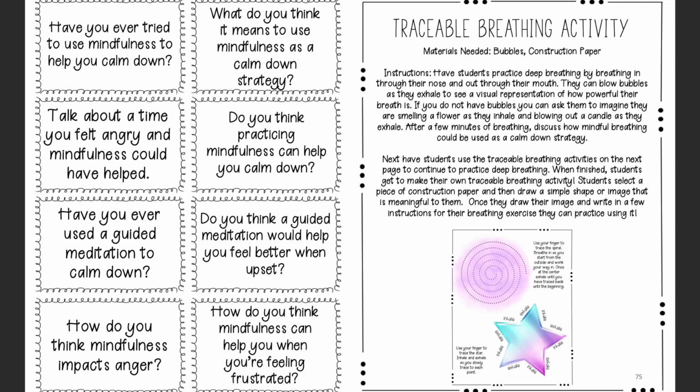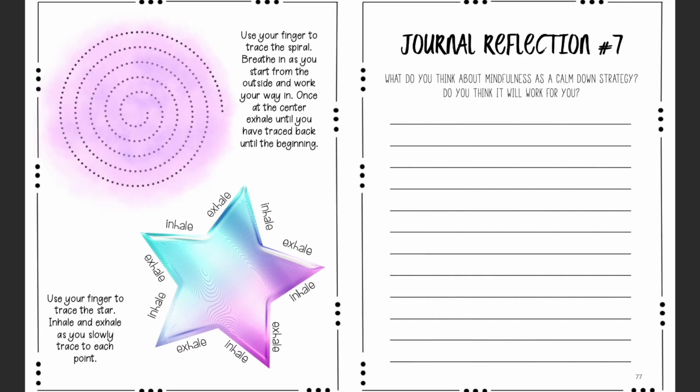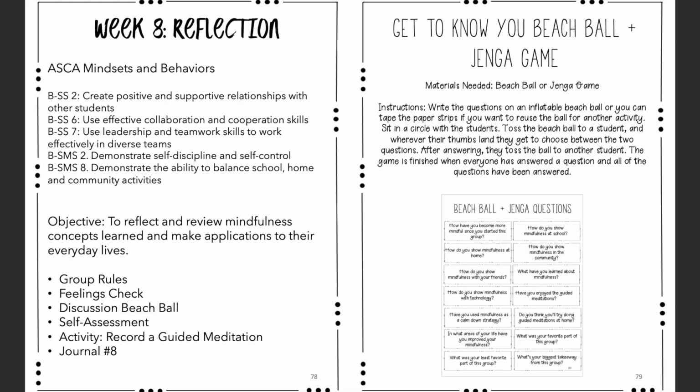And then they can write their own places where they would inhale and exhale, and they can practice using it. You could also have the kids swap and try to use their neighbors'. So that can be fun when they make their own. Then there's a journal reflection for number 7.